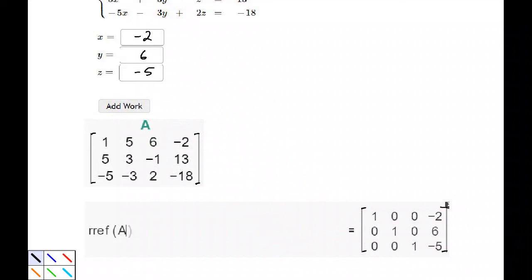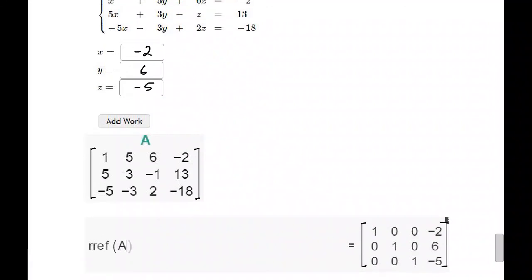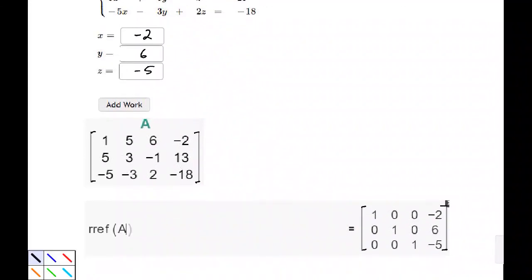Now, there are two skills involved here. One is writing the augmented matrix, the matrix A that I have here. And then the second is actually knowing to use the reduced row echelon form. So again, be aware of that as you prepare for this objective check, for this exam. Hopefully this will put you in the right direction. Good luck.